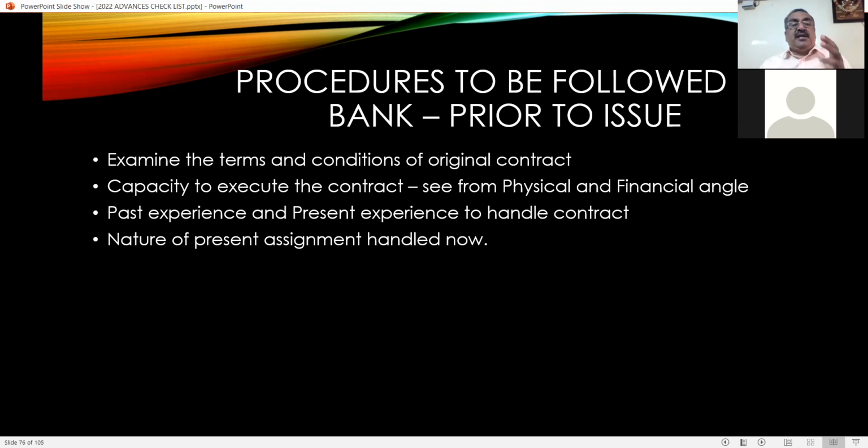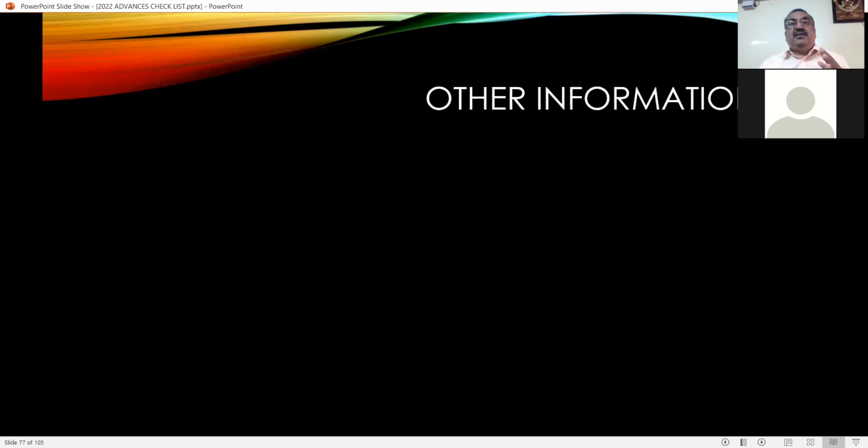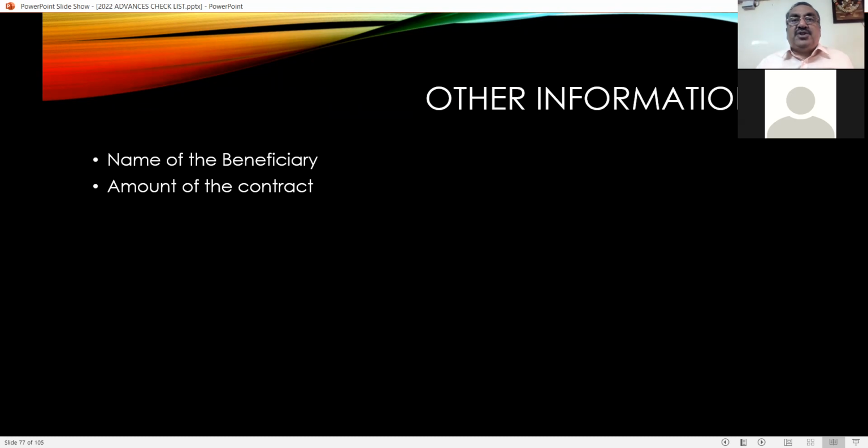What is the present assignment that I have on hand? Have I got any experience here? That also you have to see. And others: what is the name of the beneficiary, in whose name the BG has to be issued? What is the total amount of the contract? Where we have to issue, whether in Delhi, in Calcutta, or in UK? And what is the time of completion of the contract? Is it 3 months, 2 months, or 4 months?